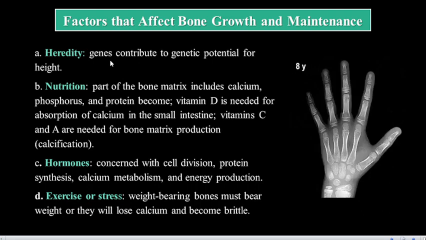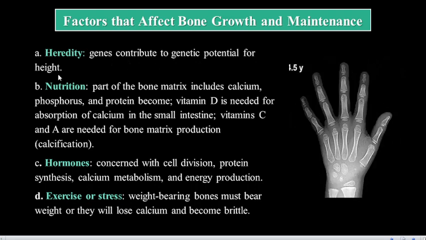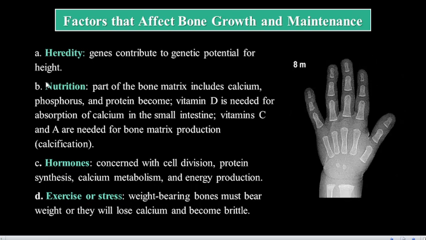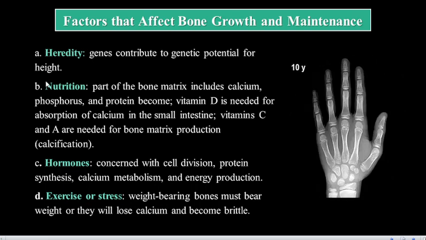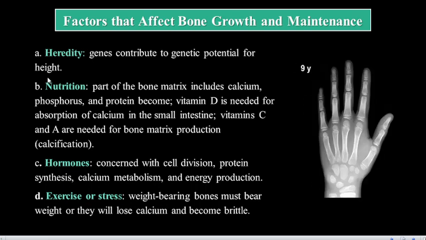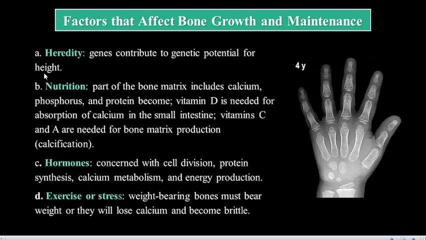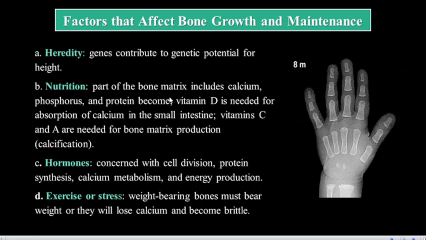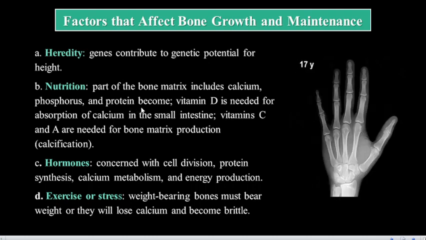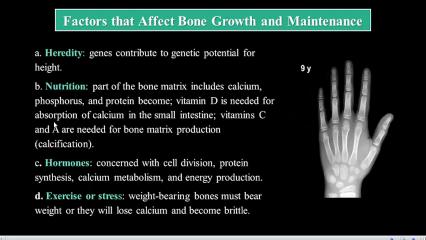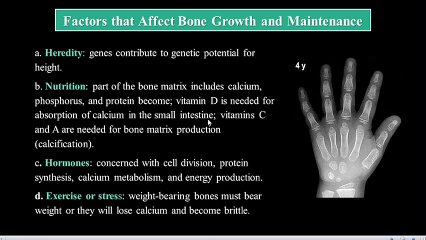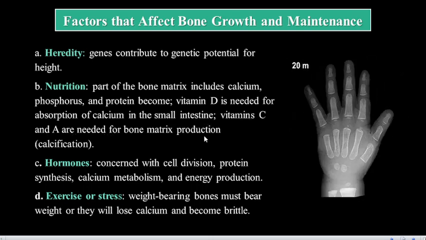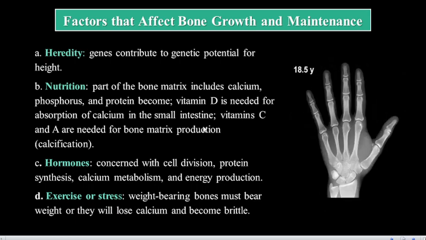Okay, so genes contribute to genetic potential for height, but again, potential lang ito siya. Okay, kasi pwede mo pa namang ma-modify ang bone growth depending on the different factors pa in the environment. For example, nutrition. So, part of the bone matrix includes calcium, phosphorus, protein. Vitamin D is needed for absorption of calcium in the small intestine. Vitamin C and A are needed for bone matrix production.